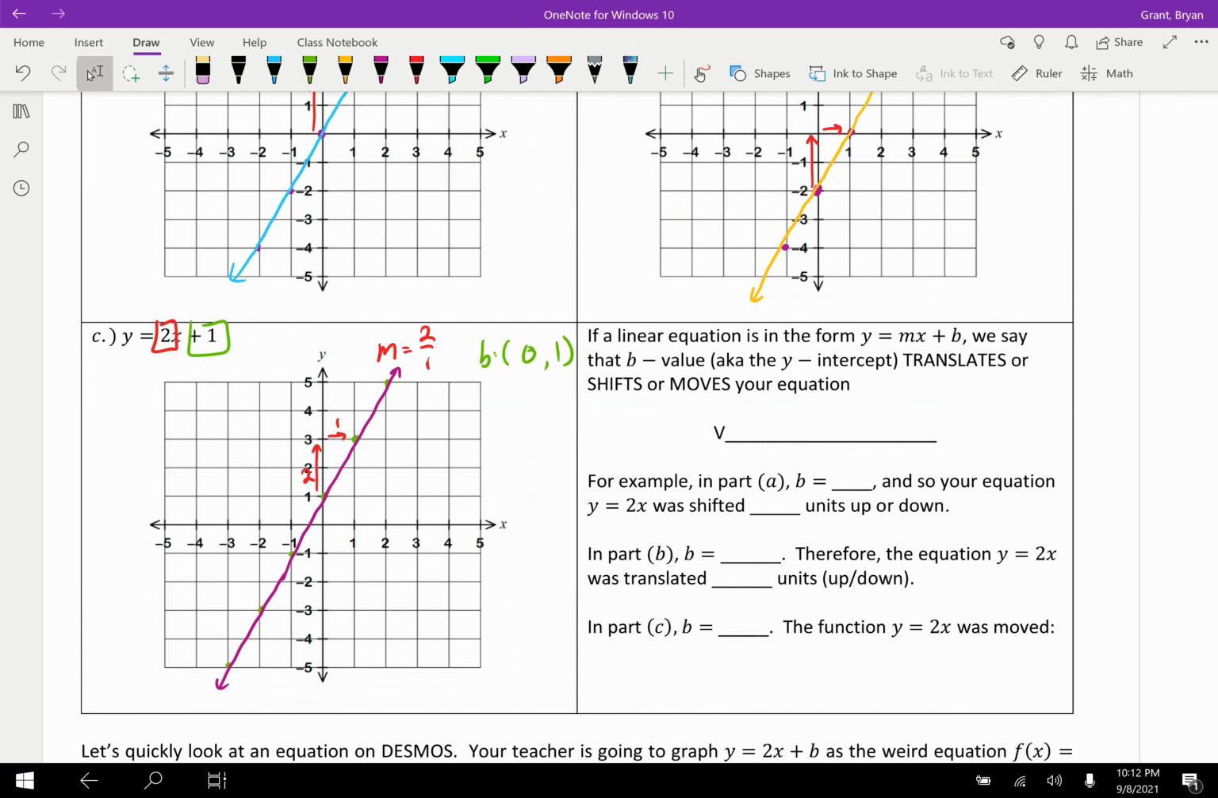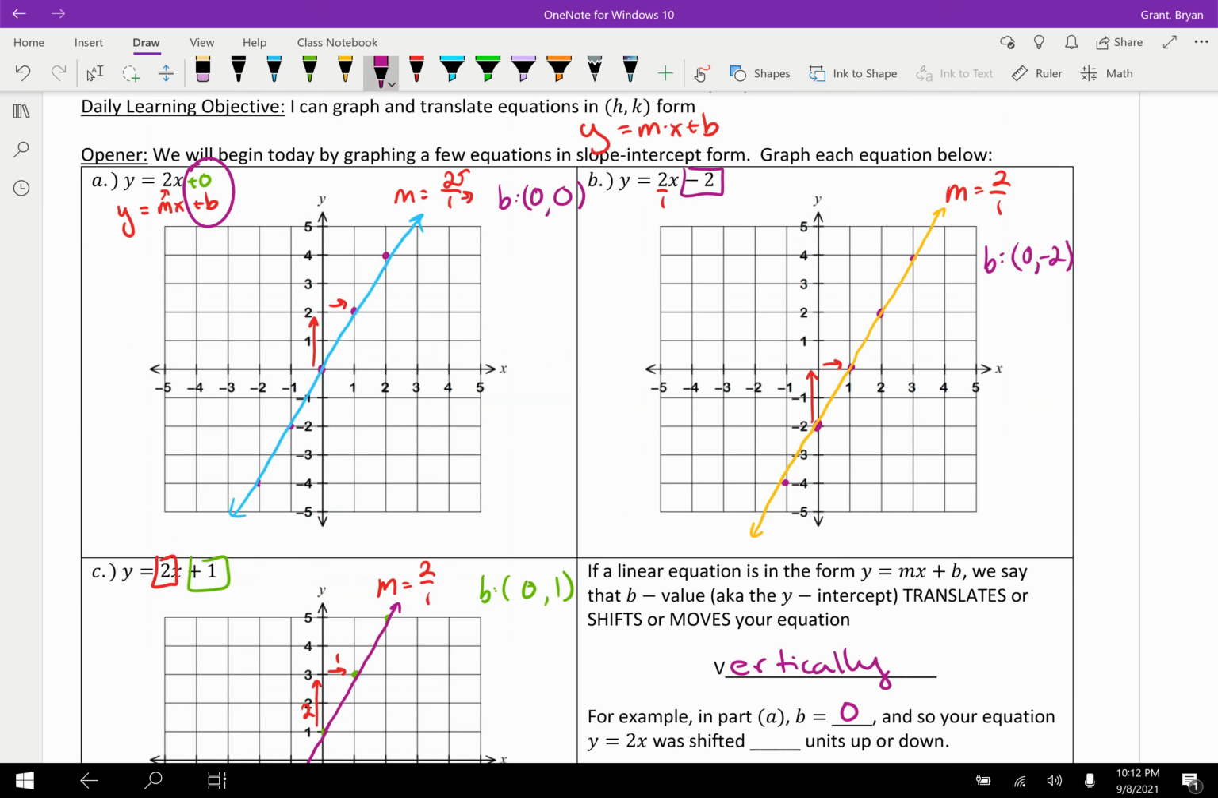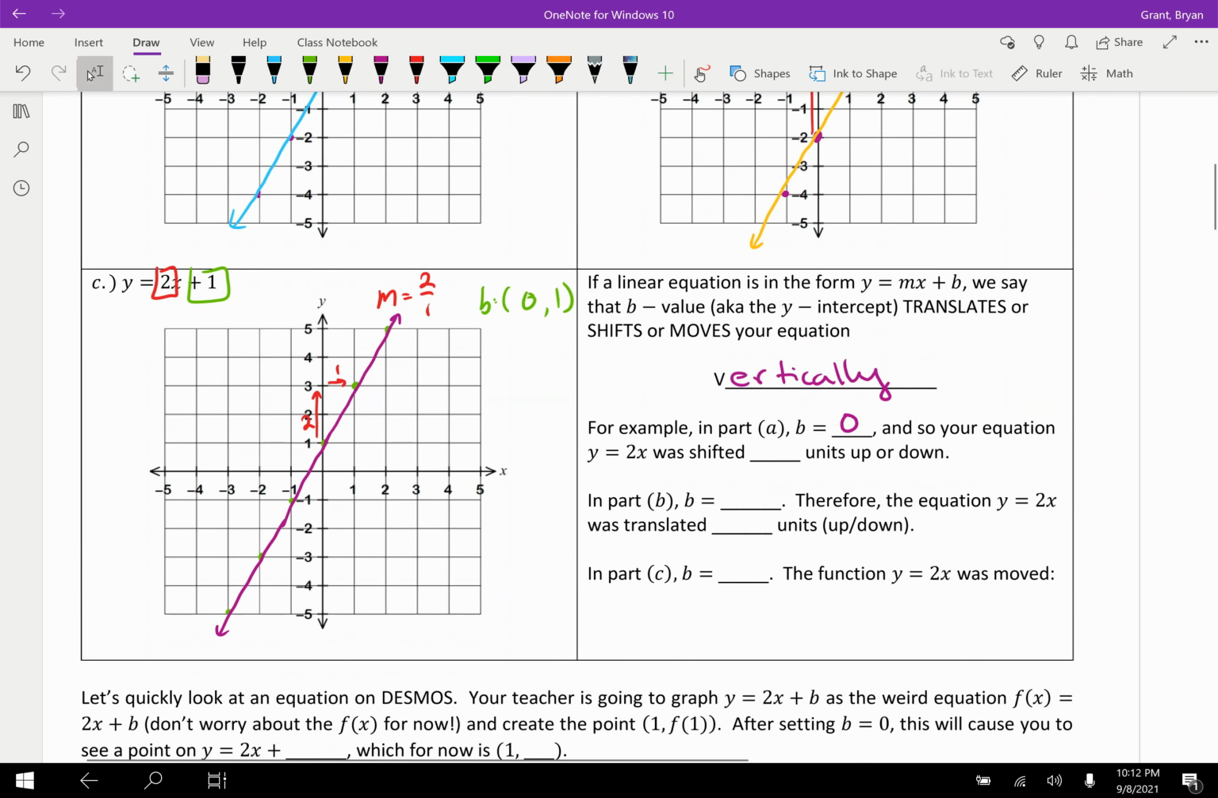Okay, if a linear equation is in the form of y equals mx plus b, as every one we've seen so far is, we say that the b value, also known as the y-intercept, translates or shifts or moves our equation vertically. So what do I mean by this? Well, for example, in part A, b equals 0, right? Do we see the 0 that was up here? And so then we say that our equation y equals 2x was shifted 0 units up or down.